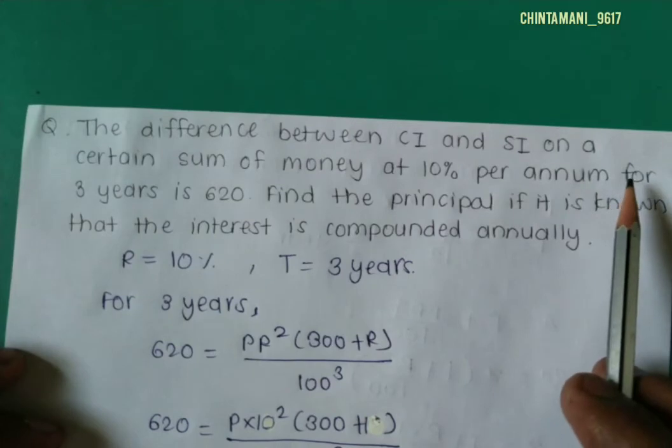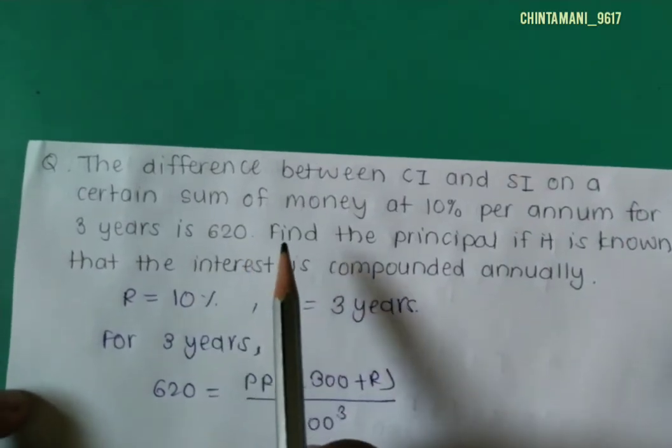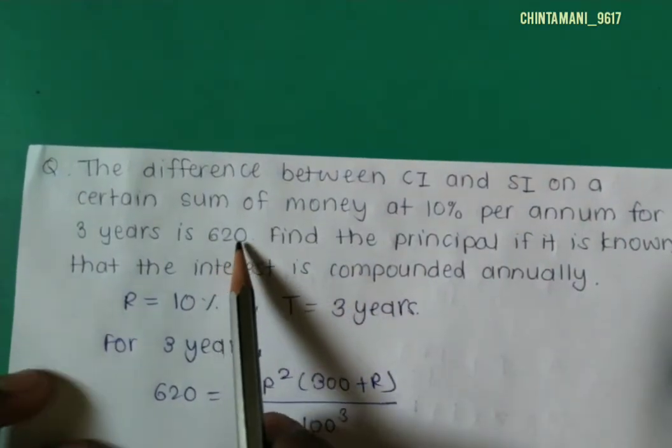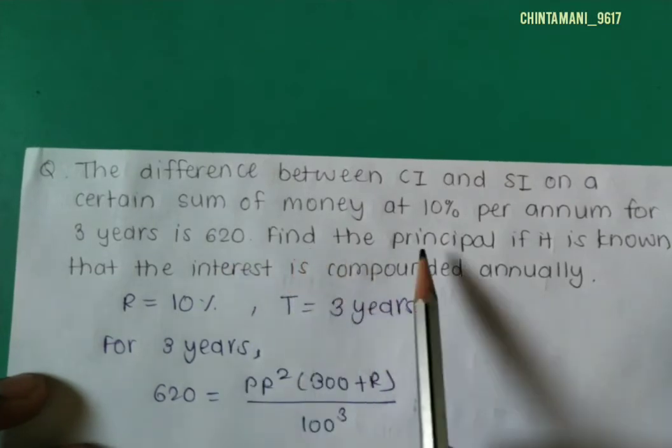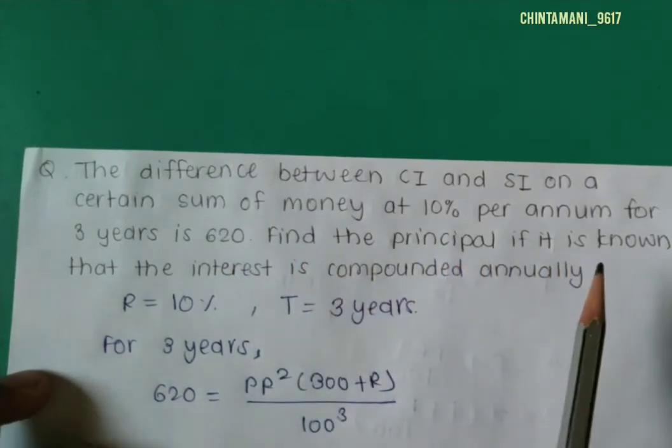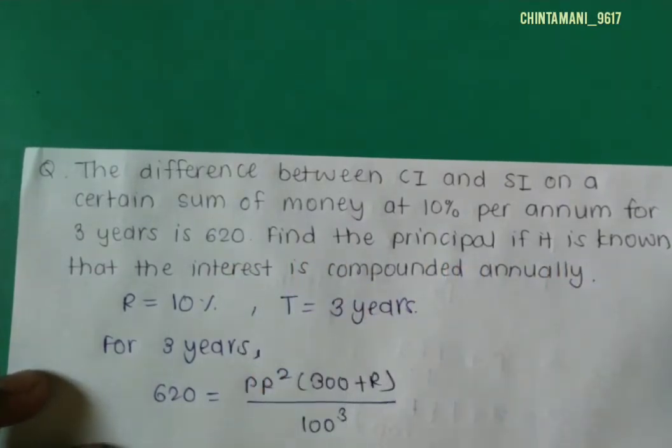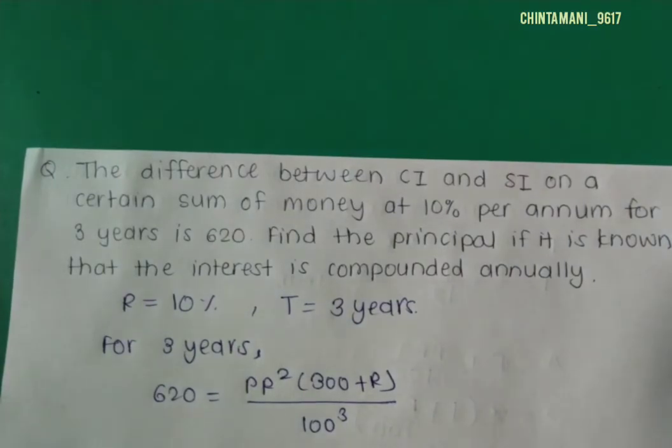So moving forward: the difference between the compound interest and simple interest on a certain sum of money at 10% per annum for 3 years is 620. Find the principal if it is known that the interest is compounded annually. That means we are given the difference here, and we have to calculate the principal amount, and we are also given the rate.